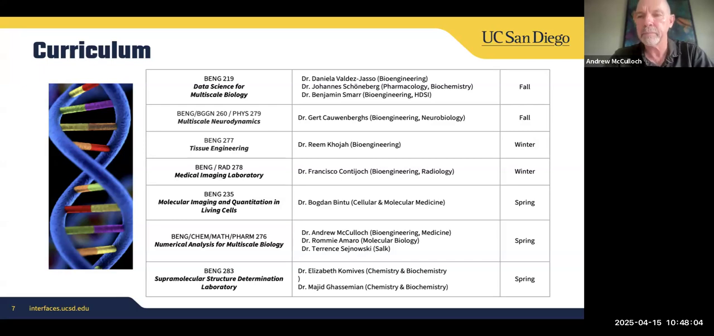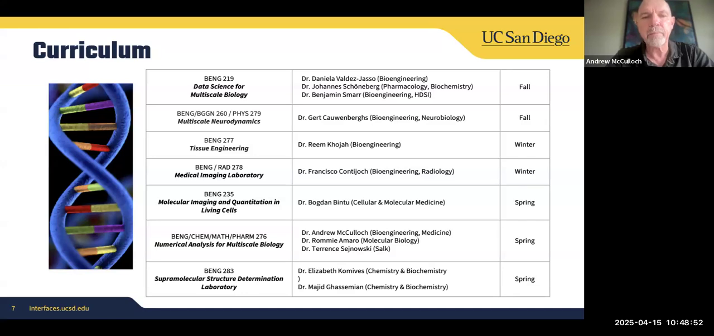So here's our curriculum and the instructors and the quarters when they're offered. And you can see that listed at the top is BENG 219, Data Science for Multiscale Biology, that's taught by Professor Valdez Hasso, Professor Joe Schoenberg in Pharmacology and Biochemistry, and Professor Ben Smar in Bioengineering and Data Sciences Institute. This is a hands-on practical course in using modern tools in machine learning to do data science, to handle data sets. And you can bring your own data along, and the course is designed for you to be very interactive and to take results away.